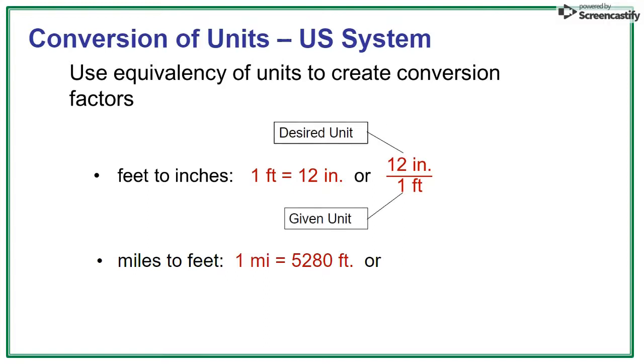To convert from feet to miles, we would need to know the equivalent value of feet and miles to set up a conversion factor. The table in our formula sheet tells us that there are 5,280 feet in 1 mile, so if miles is the given unit and feet is the desired unit, then our conversion factor should be 5,280 feet over 1 mile. Multiplying any number of miles by this conversion factor would tell us the equivalent value in feet. Again, because the numerator is equivalent to the denominator, the value of all conversion factors is 1.